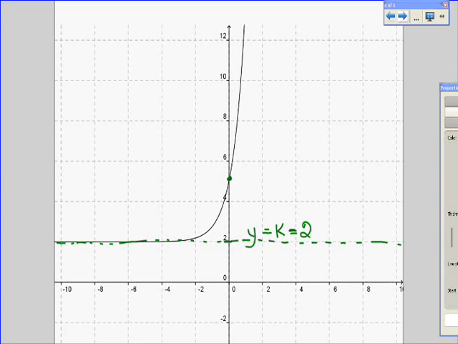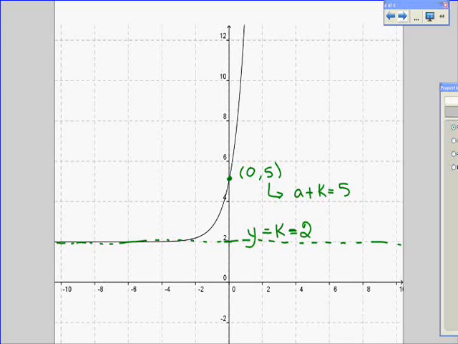Now, I know that you can't see the grid, so it's hard to make this assumption, but I can tell you that the coordinate at this point is (0, 5). That's also important for us because that tells us that a plus k is also equal to 5. So that gives us information about the value of a, because we already know that the value of k is 2. So let's take a look at actually solving step by step to find the rule.